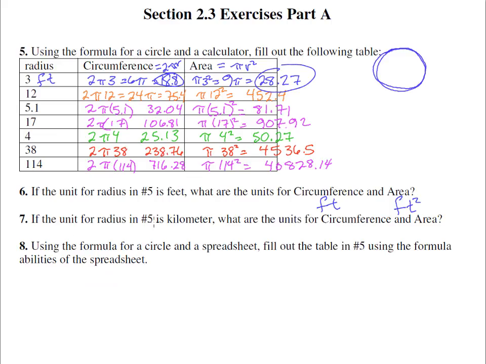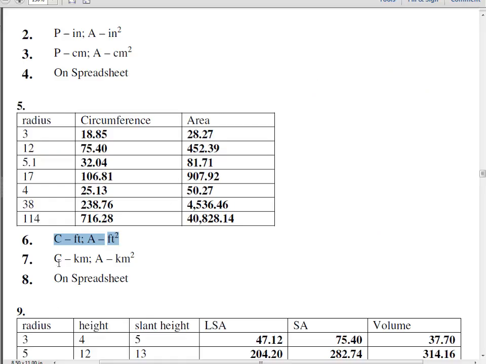Number 7, if the unit for the radius in number 5 is, say, kilometers, what are the units for circumference and area? So the radius is in kilometers, the circumference would be in, well, kilometers. Just straight kilometers here. But with area, it always has a 2 on it, kilometers squared, and you can see that by the pi r squared. So this would be so many kilometers squared. Let's double check that answer. And indeed, circumference is kilometers and area is kilometers squared.